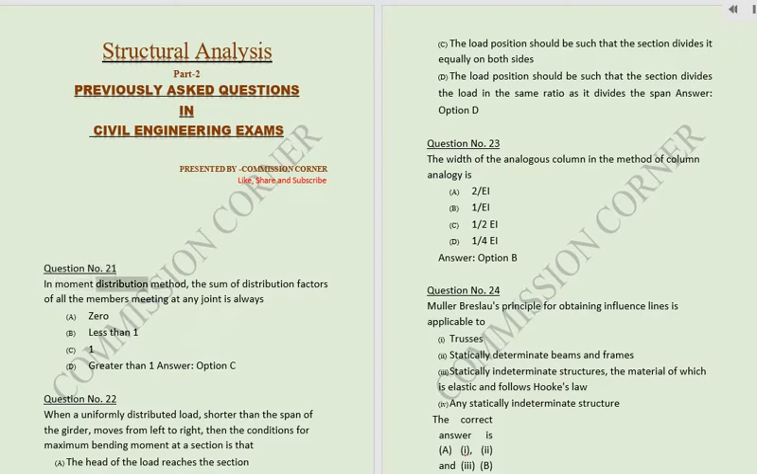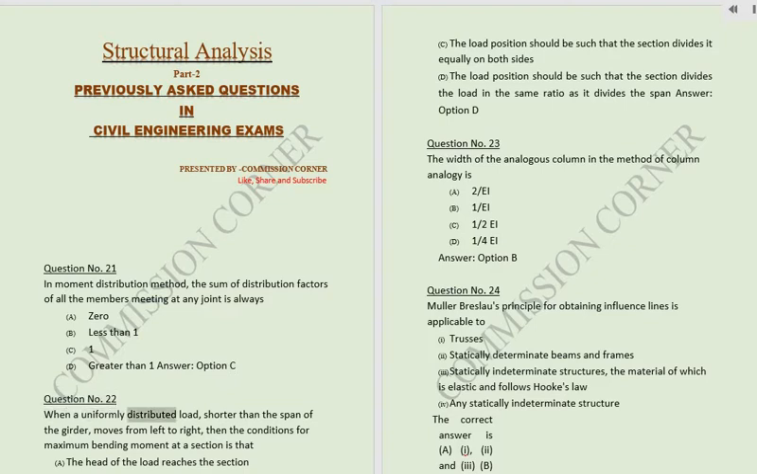Question number 21. In moment distribution method, the sum of distribution factors of all the members meeting at any joint is always: A, 0. B, less than 1. C, 1. D, greater than 1. Answer, option C.